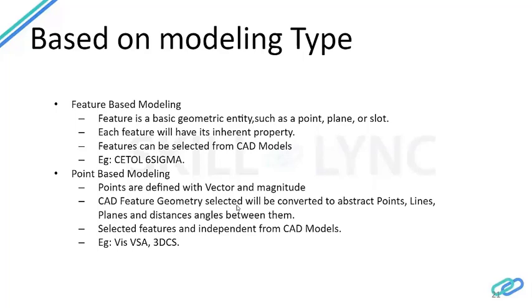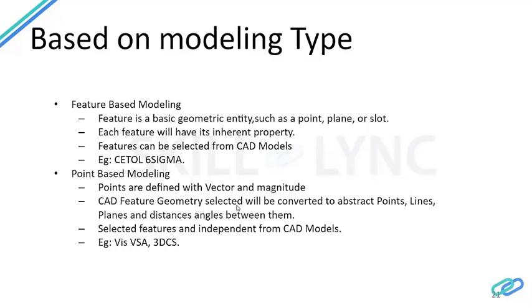The next is point based. In point based, each and every variable in your assembly will be converted into a point, for example a point or a line. If you take a line element, it has 2 points, and each point will have its own vector and magnitude. By defining these variables, you need to build the model so that the variation will be calculated.